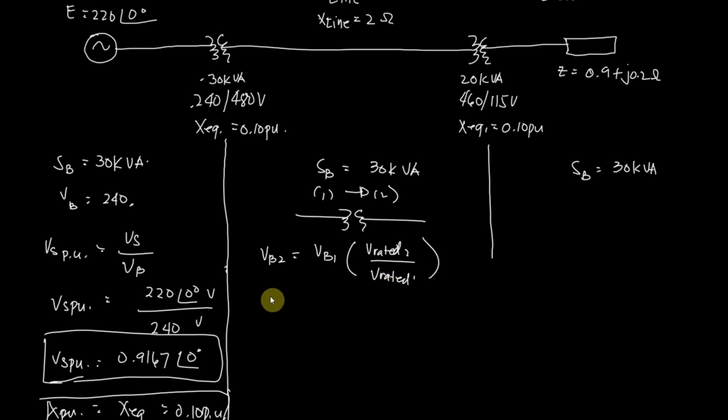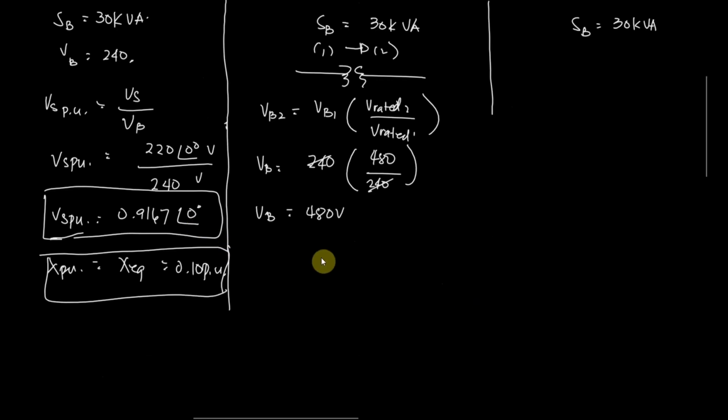Okay? So, ang ating base voltage dito sa side ng transformer na to, which is yung 2, VB dito is equal to yung 240, which is yung V base 1 sa ating side 1 ng ating transformer, and then V rated 2. So, yung rated voltage ng transformer doon sa zone 2 o sa kabilang side ng ating transformer, which is 480, divided by V rated 1, which is yung 240 din. Okay? So, ang lalabas diyan, ang base voltage natin dito sa ating zone 2 is equal to 480 volts.